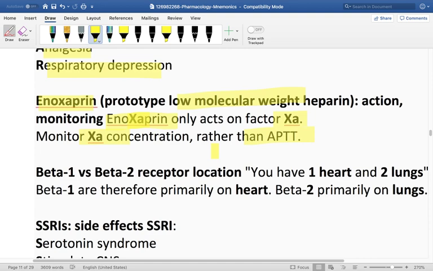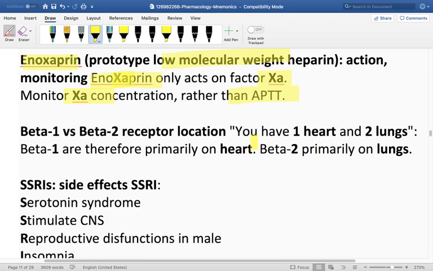Beta 1 versus beta 2. Beta 1 acts on the heart, beta 2 on the lungs, because God gave two lungs. It acts on lungs, and beta 2 stimulation leads to bronchodilation. Beta 1, only one heart God gave. That's the reason it acts on the heart.